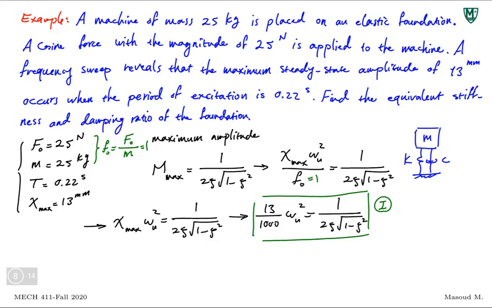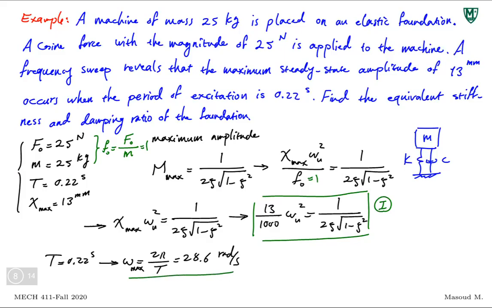So let's use that information. Knowing T, if T is equal to 0.22 seconds, I can get omega. Call this omega max, meaning the omega at which the maximum occurs. It's just going to be 2 pi over T, and if you do the math, you should get 28.6 rad per second.